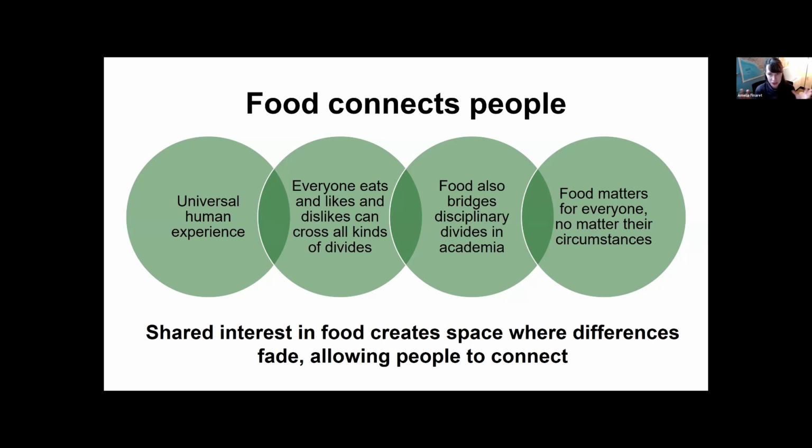So a shared interest in food can create space where we can all connect. Really, the only other thing I can think of that has a similar effect is sports, right? Sports does this too, but food definitely does as well. I don't know if there's anything besides food and sports.